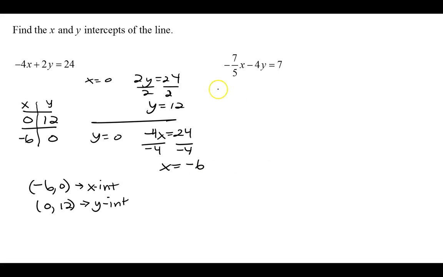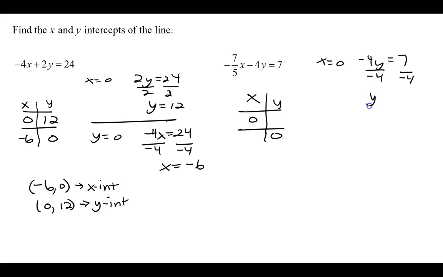This next one is just a little more complicated because of the fractions involved, but it's the same process though. Consider making a chart, setting each one separately equal to 0 and figuring out the other one. At x equals 0, we have negative 4y equals 7. So it doesn't come out nice, but that's okay though. We get the fact that y is negative 7/4.